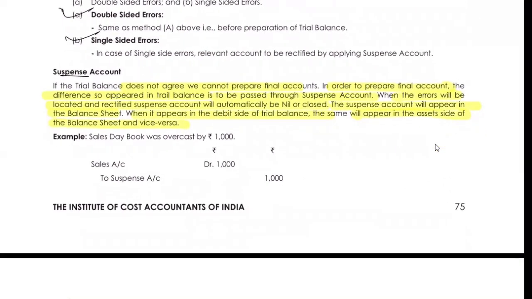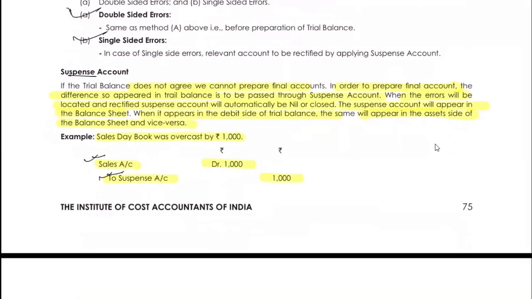Now see, example: sales day book was overcasted by 1,000. Correct? That means sales account was overcasted. How to correct it? Because we don't know what other effects it has taken, what we'll do is just add a suspense account. We'll credit suspense account by 1,000 so that this mistake gets balanced. Now your trial balance will match. This is as simple as that.